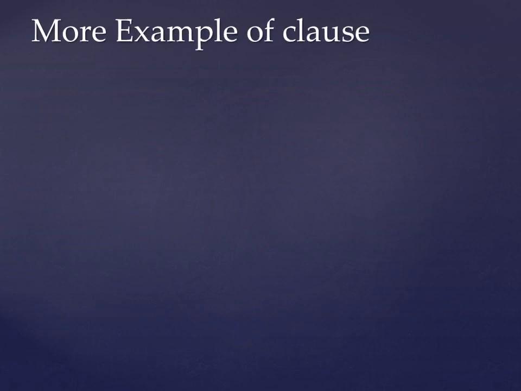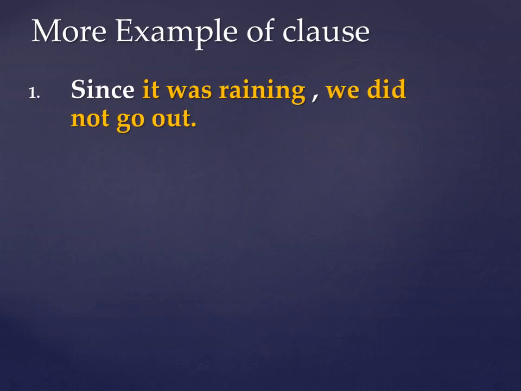I have given more examples of clause here. Since it was raining, we did not go out. Look at the sentence. The sentence has two clauses. It was raining. It is the subject. Was raining is the verb. We did not go out. We is the subject and did not go is the verb here. So a sentence may have more than one clause.